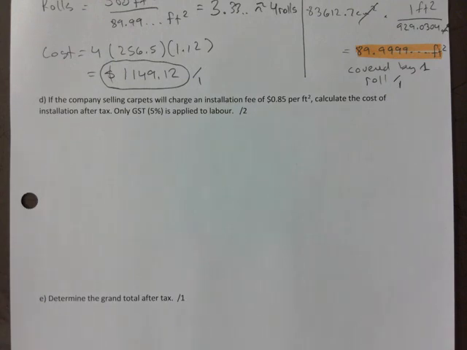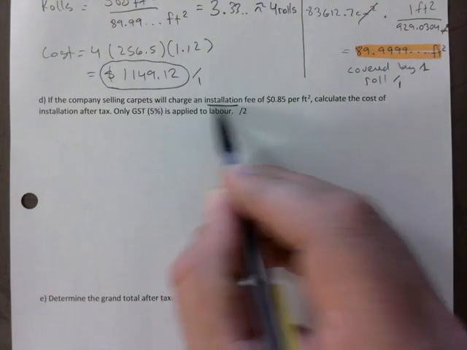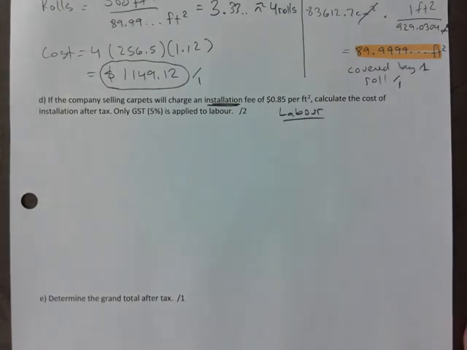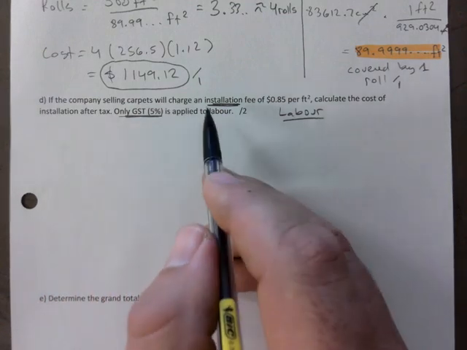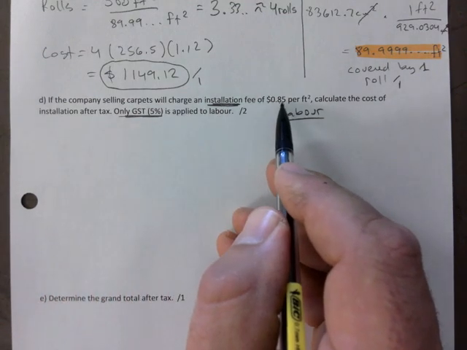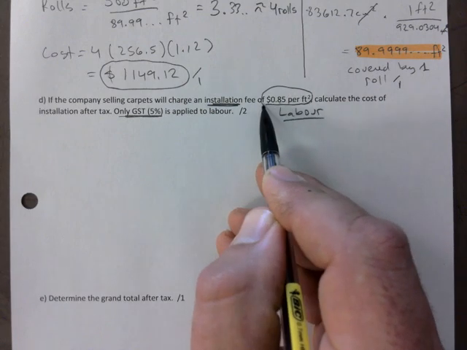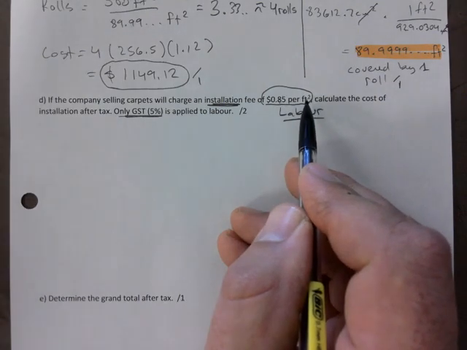Now we get to the carpet installation. So this is labor. You will see that in grade 12 applied when we do rentals. When it's labor, it's just 5%. And I told you that here explicitly. So the company will charge an installation fee of 85 cents per square feet. This is important. What is this really saying? It's 85 cents for every square foot, not partial foot, a whole square foot, right?